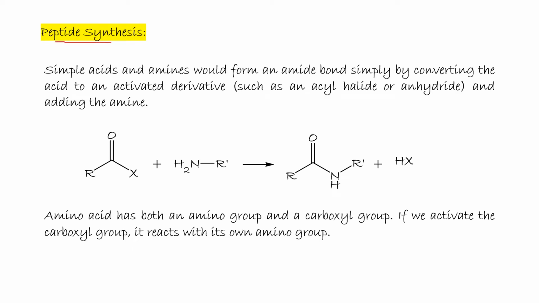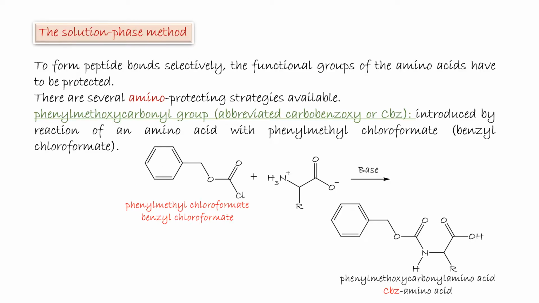Peptide synthesis requires the formation of amide bonds between the proper amino acids in the proper sequence. Simple acids and amines would form an amide bond simply by converting the acid to an activated derivative such as acyl halide or anhydride and then adding amine to form the amide bond. An amino acid has both an amino group and a carboxyl group. If we activate the carboxyl group, it reacts with its own amino group. So chemists had to develop many ways of synthesizing peptides.